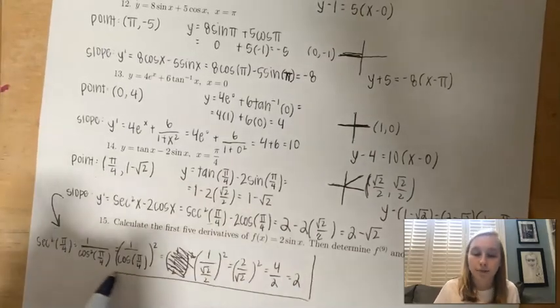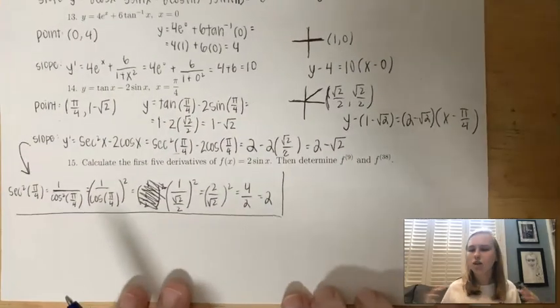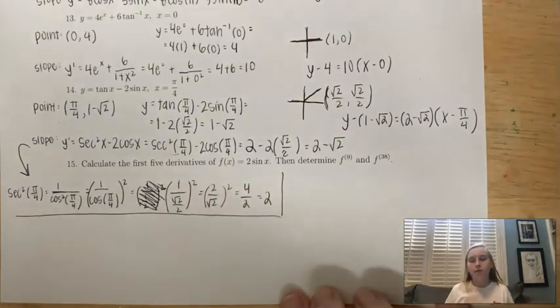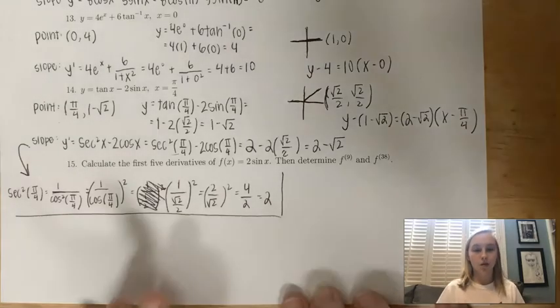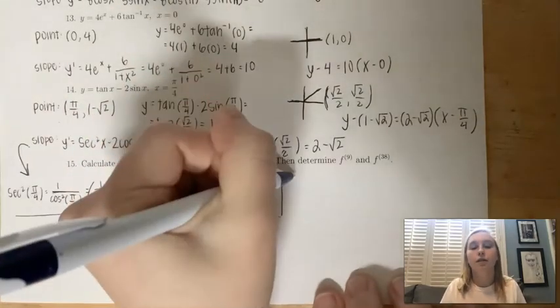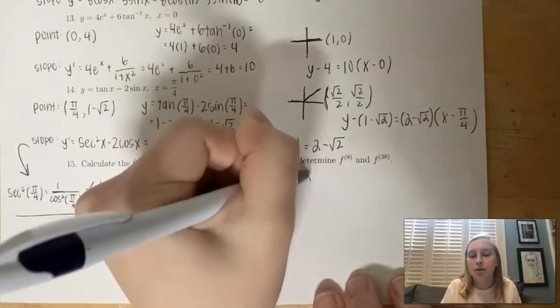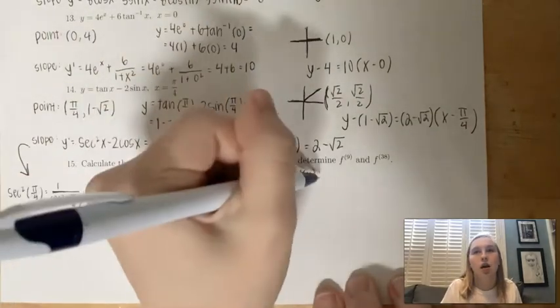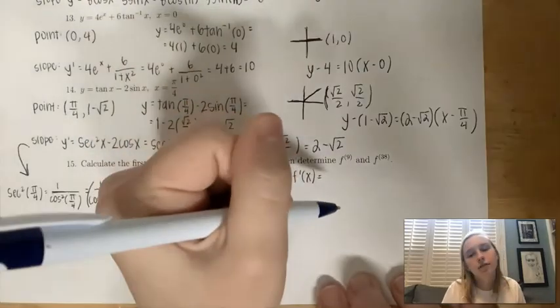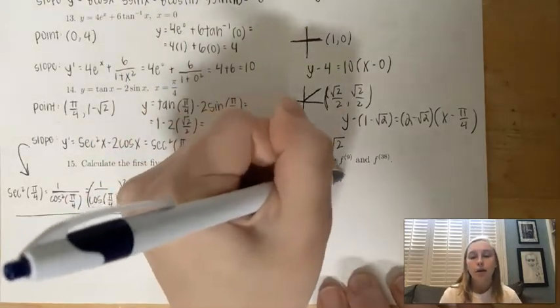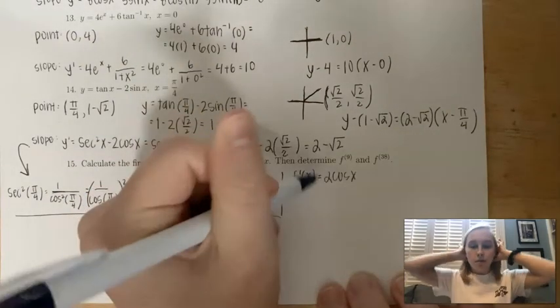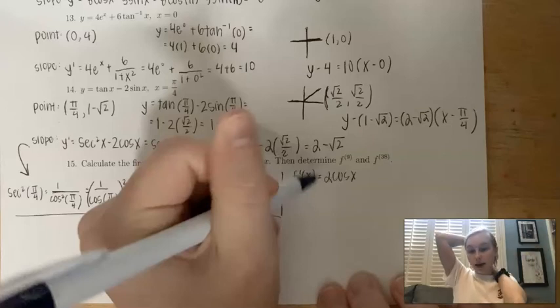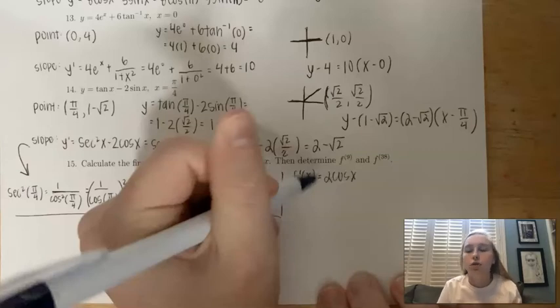We just have one more problem. Not too bad. It's just an interesting question. So we have to calculate the first 5 derivatives of 2 sine x. This is really to demonstrate the interconnectedness of all the trig identities and the trig derivatives. So we're going to start with f prime. This is just one of the derivatives you have to memorize. The derivative of sine x is cosine x. Remember, 2 is a constant, so it doesn't matter. So f prime equals 2 cosine x.